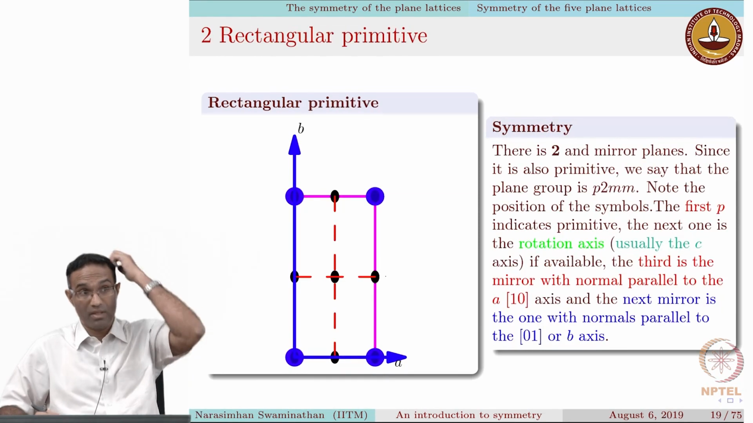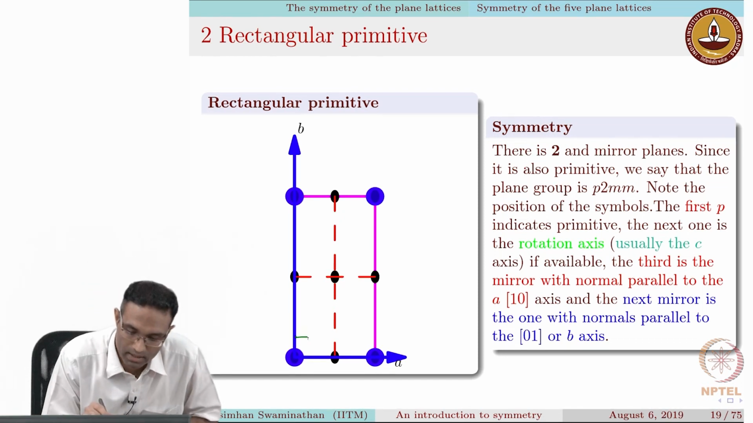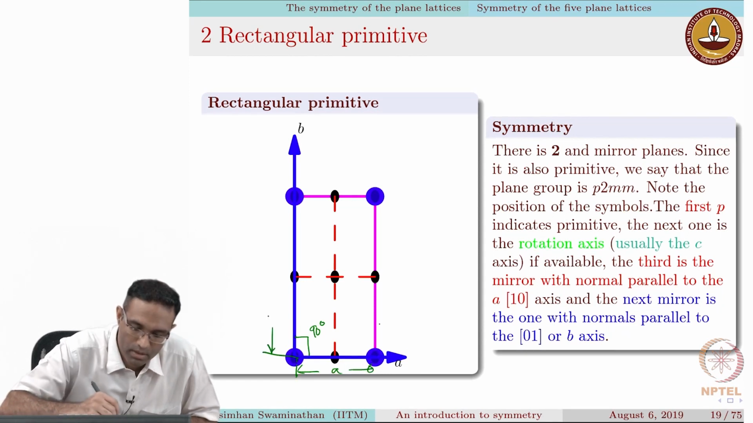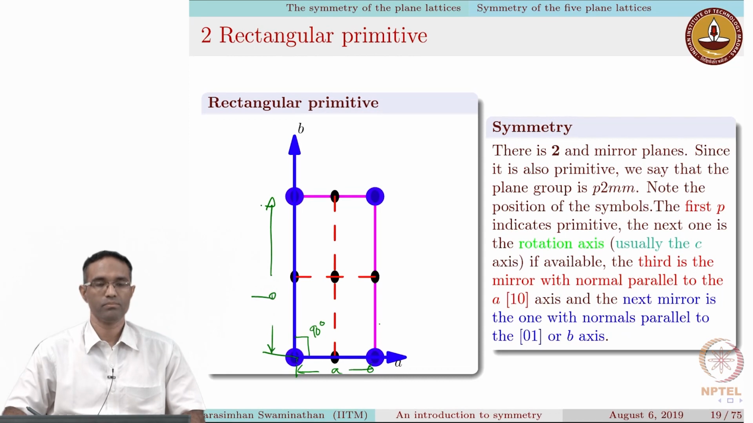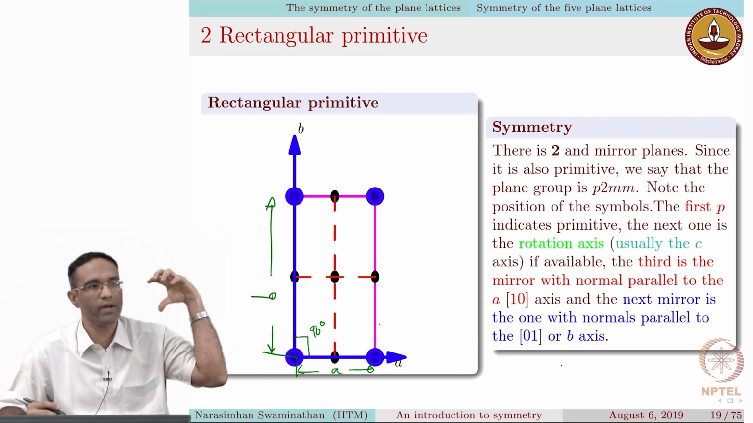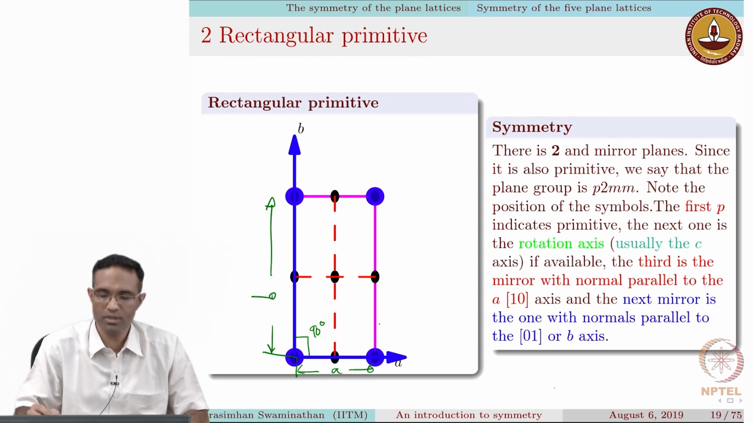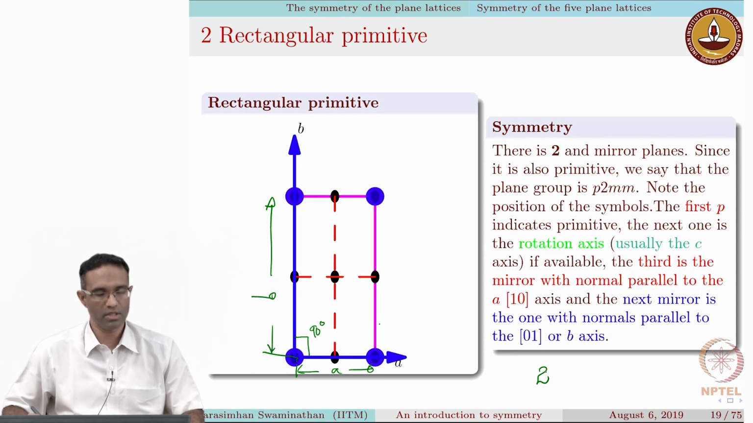What about this one? This is actually the rectangular primitive lattice. Okay, this angle is 90 degrees. Again, this is any arbitrary distance A. This is any arbitrary distance B. Okay. What are the symmetry elements that are actually present here? First, let us look at rotation. Always you look at rotation. That is the first step in identifying the symmetry elements. There is a twofold rotation present.